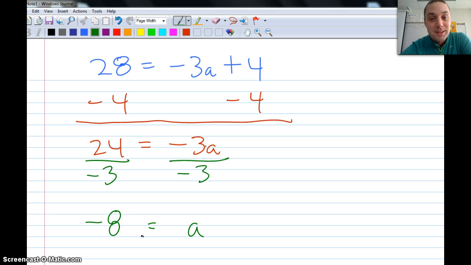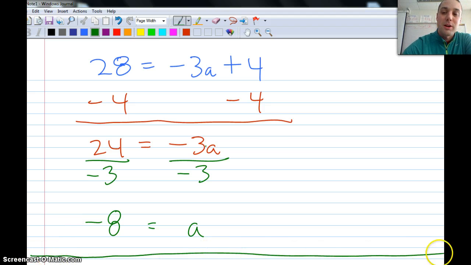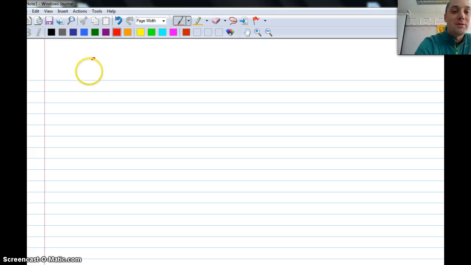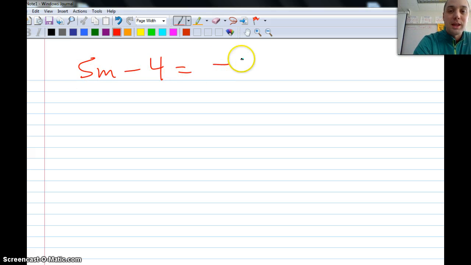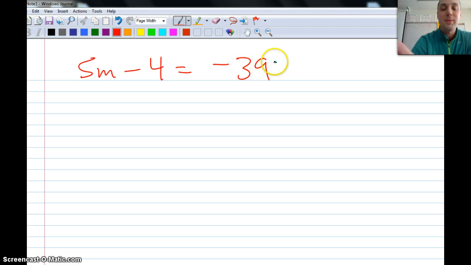All right, that's 3 examples. What I'm asking you to do right now is try one of these on your own here. So maybe draw a line all the way across, and you and your table partner are going to try this problem together. Solve for m. 5m minus 4 equals negative 39. Copy that problem down. Pause the video right now. Off you go. All right, let's see how you did.